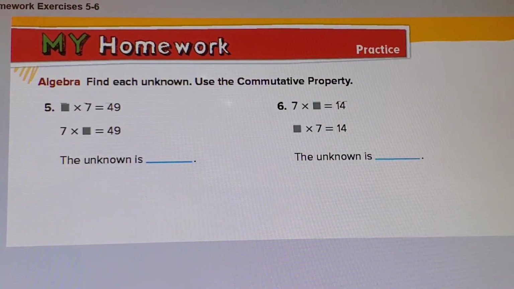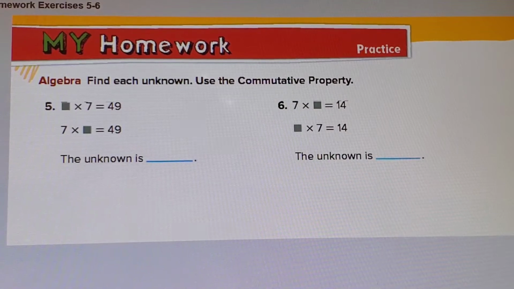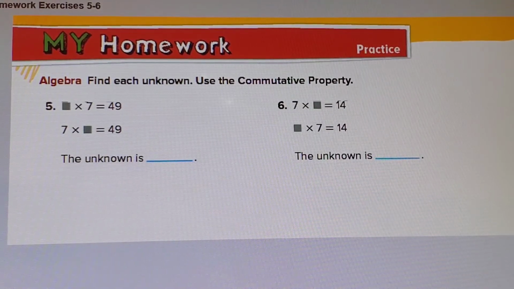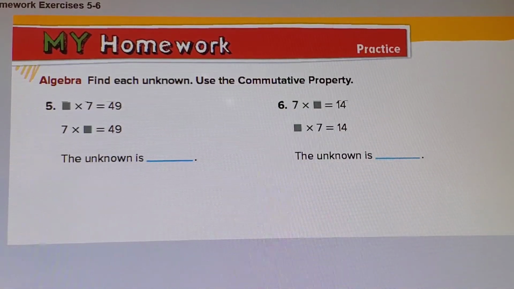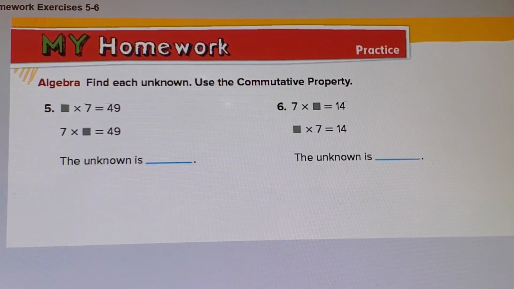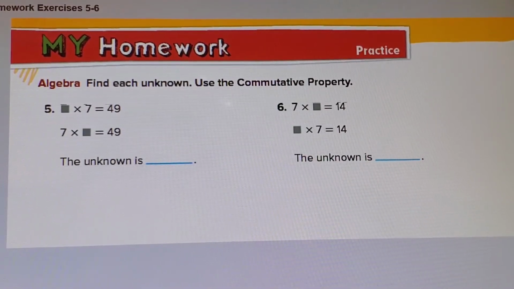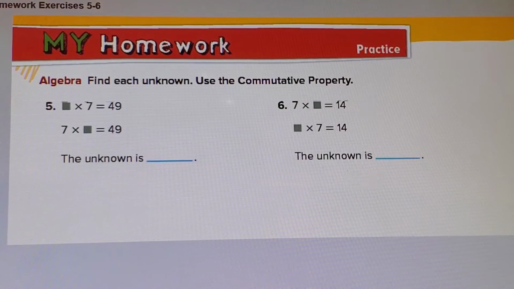My homework: algebra. Find each unknown. Use the commutative property. Number 5, blank or unknown times 7 equals 49. 7 times unknown equals 49. You can use counters or use your chart to find out what times 7 will get you to 49. On number 6, 7 times blank equals 14, or unknown times 7 equals 14.